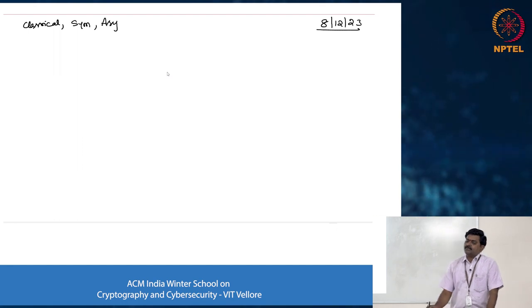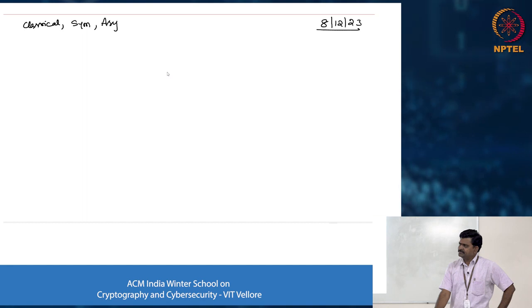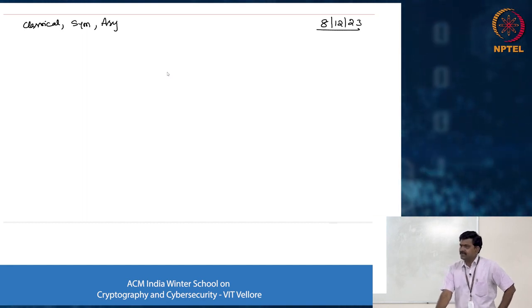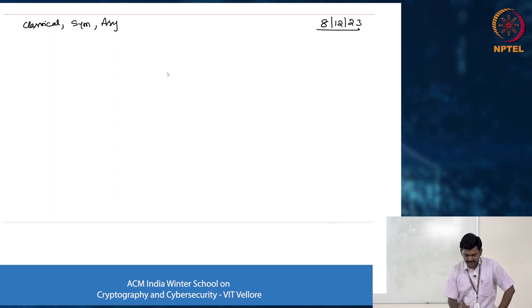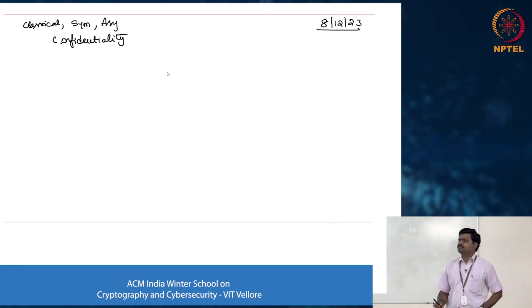Then, by implementing these encryption algorithms, what were we aiming to achieve? What is the security objective that we are trying to achieve? Confidentiality, right? So, we were trying to achieve confidentiality.